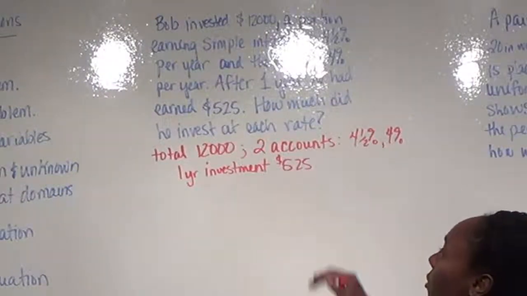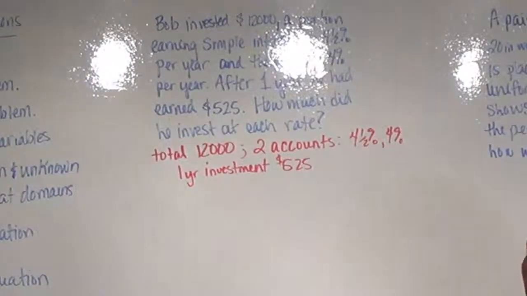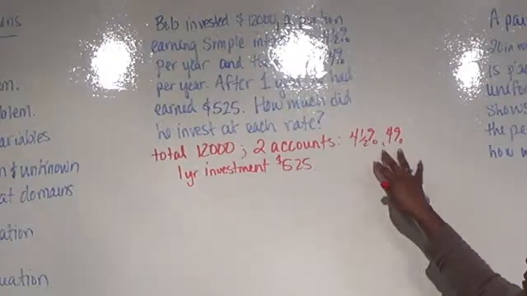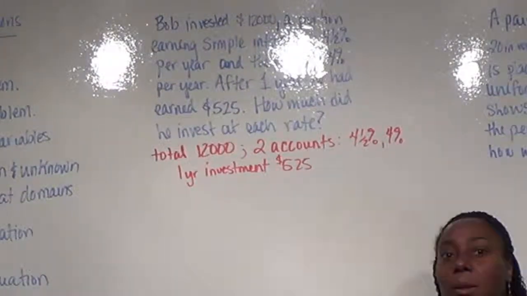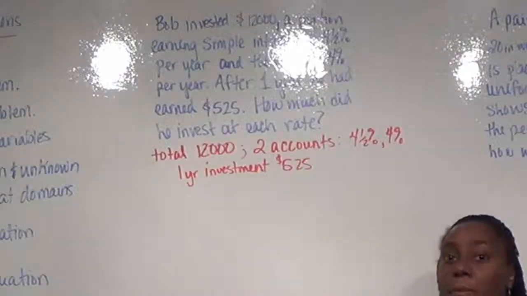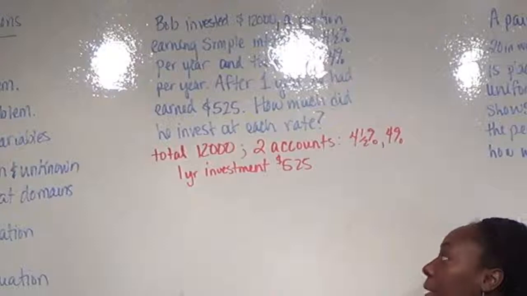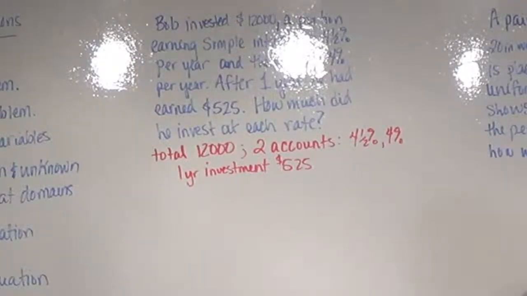Because this right here tells me a lot. I know I have a total, which means I'm going to be adding two things together. I have some interest rates, which means I'm probably going to be looking at a simple interest problem, meaning I need a principal, the amount I put in, an interest rate, and a time. And they give me the time in there. Okay.